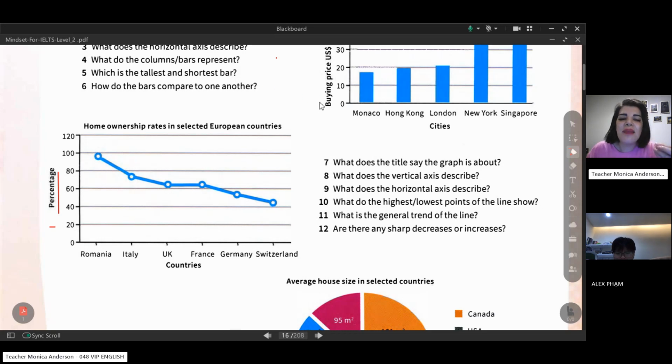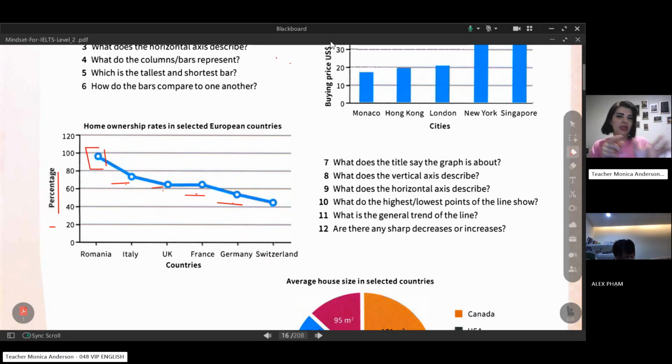What is the general trend of the line? Look at these countries. Okay, 1, 2, 3. As you can see, most of them have similar figures, the same figures, except for Romania. So we can say the general trend, this is the definition of general trend, the similarities maybe. So what is the general trend?